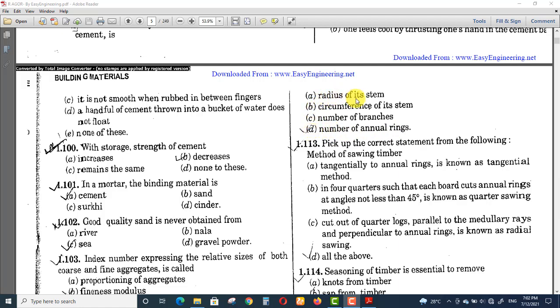I think on the basis of radius of its stem or circumference of its stem, people used to define the price of a tree, the price of a wood. Price of a wood is defined on the basis of the radius and circumference of the stem. But for the age of a tree, we always consider the number of annual rings.